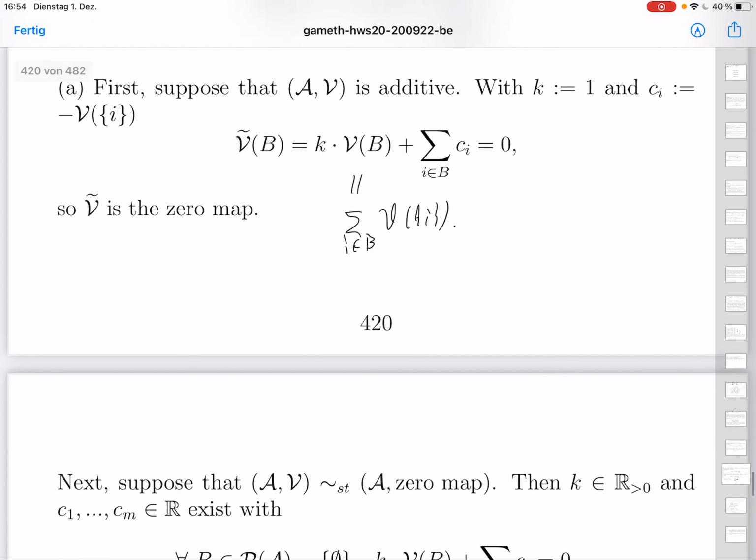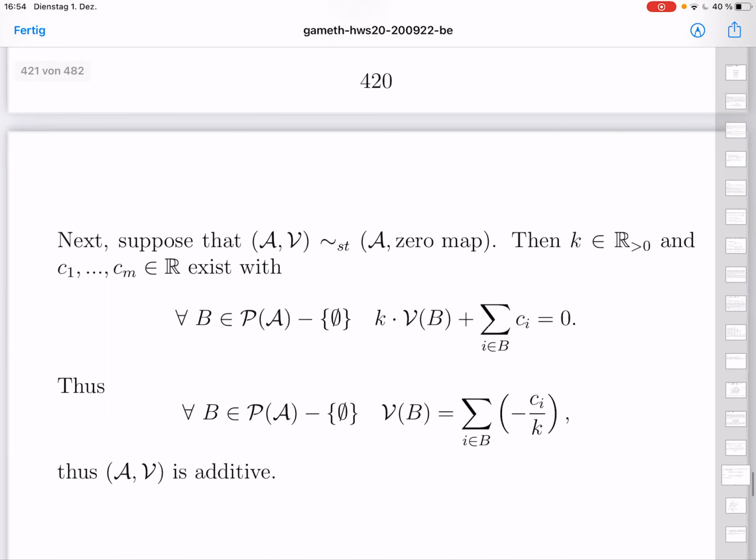And one can also go back. Now I suppose that I have a cooperative game which is strategically equivalent to the game with the zero map. Then I know that there exists a positive constant k and arbitrary constants C1 to Cm, such that this value is equal to 0, because by definition of strategic equivalence, there must be some constant such that this is a V tilde of B, because they are strategically equivalent. So then this is equal to 0.